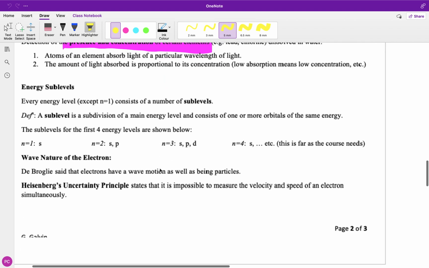Pretty much the last thing, lads. A sub-level is a division of the main energy level. So we've done the sub-levels already. You have the S sub-level, SP, SPD. So you remember, if you think of how many electrons they can all hold, the S holds 2, the P holds 6, and the D holds 10.